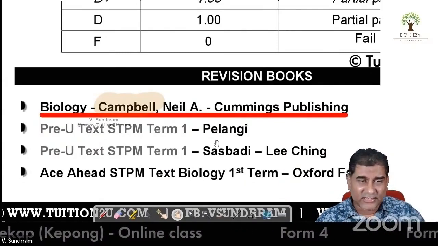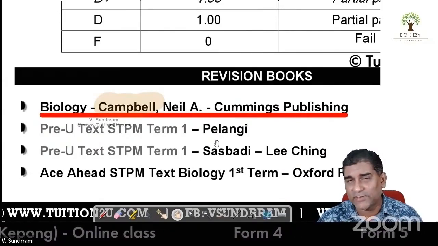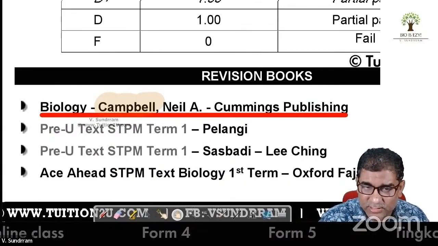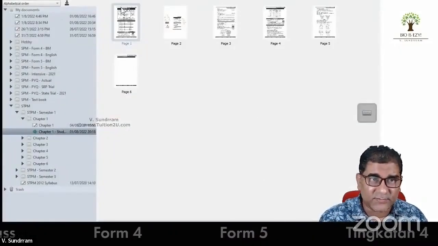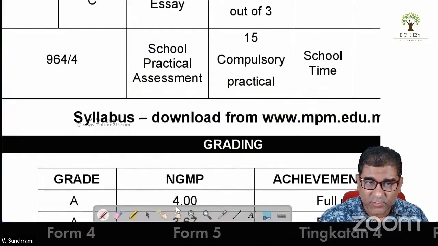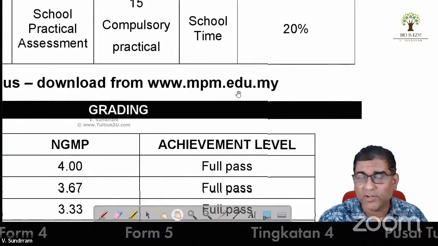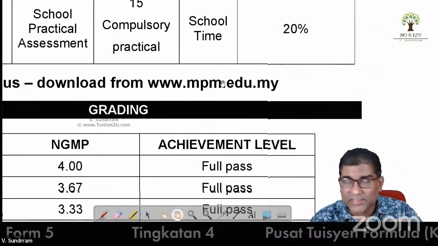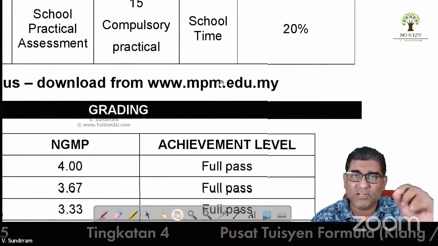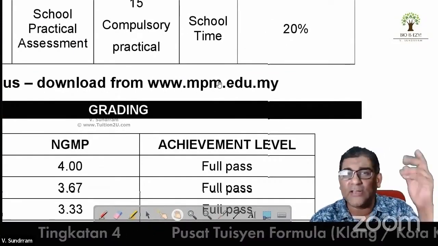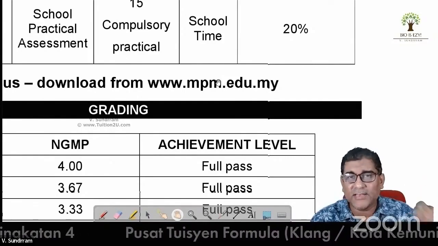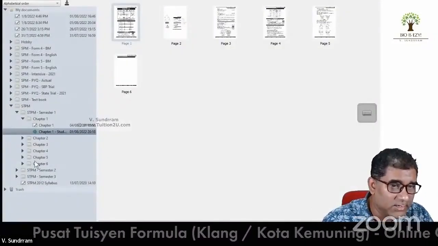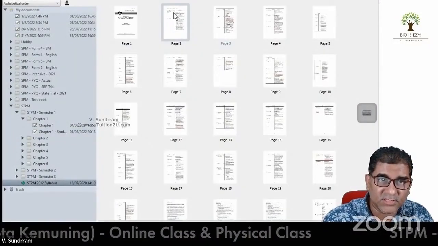So other books, I just mentioned a few here, but you check with the school teacher what is needed. In terms of syllabus, you can download it from mpm.edu.my, the official portal for Majlis Peperiksaan Malaysia. Just search in Google for STPM Biology Syllabus. You'll get the link straight, download. If you download, the syllabus will look something like this.